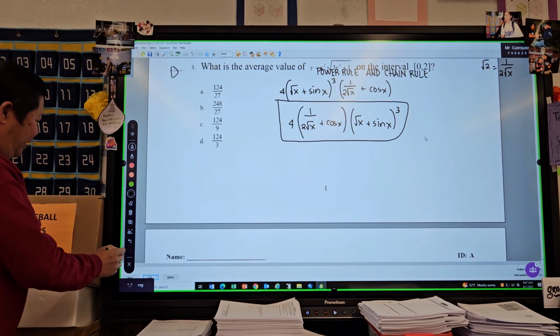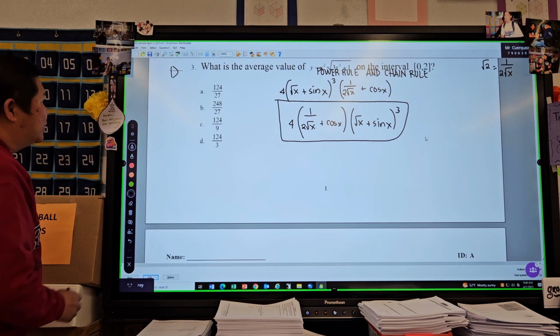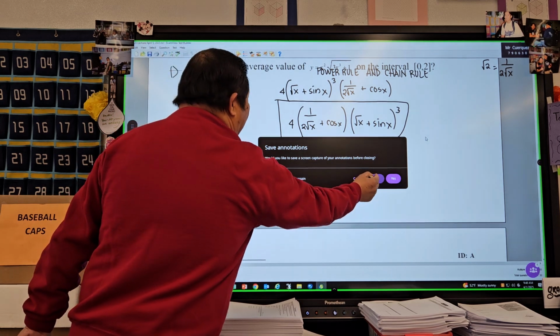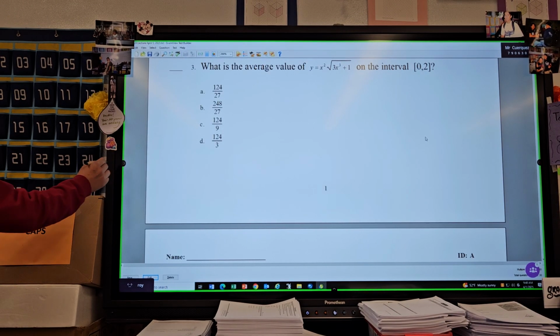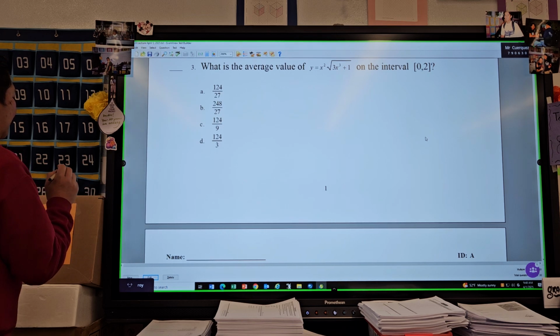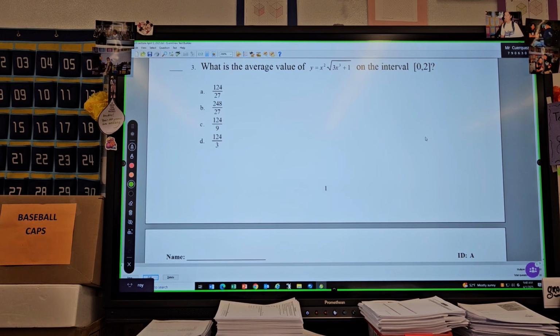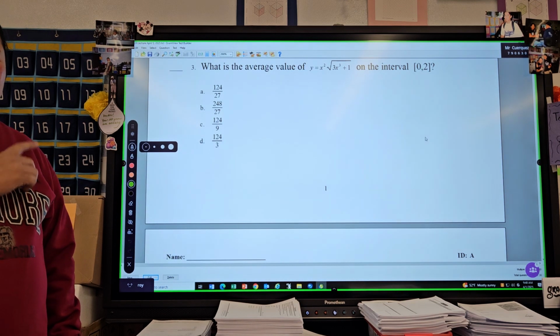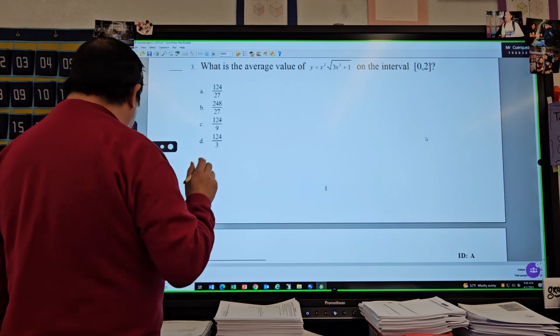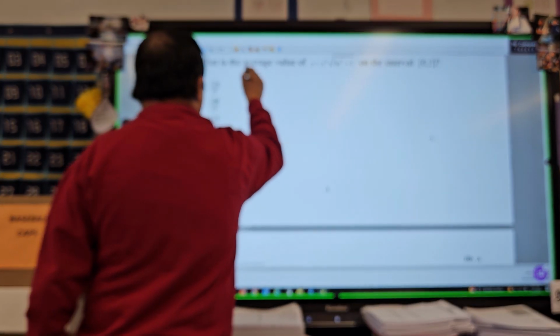Okay, can I erase this now? So let's go on number 3. Can you read the problem for me, Chris Ojeda? So here, number 3. What is the average value of y equals x squared radical 3x cubed plus 1 on the interval of 0 to 2? So what's the first thing that you're gonna remember or look at? The average value. Very good. The average value.